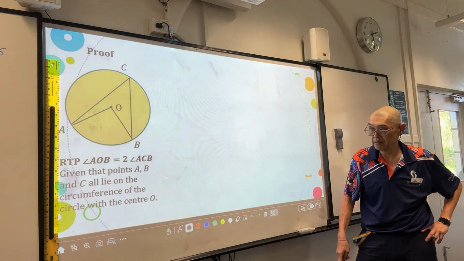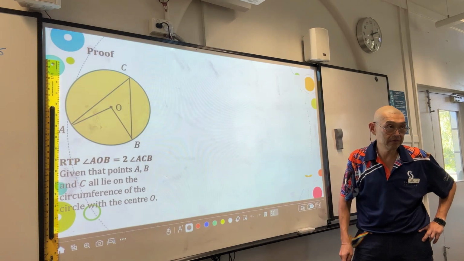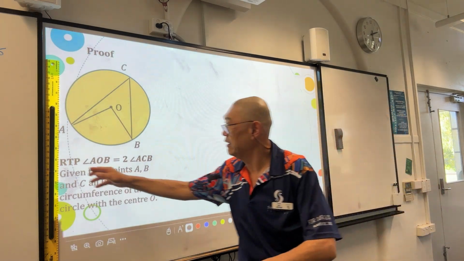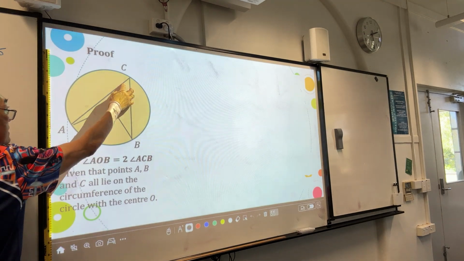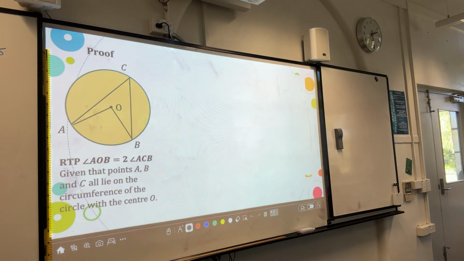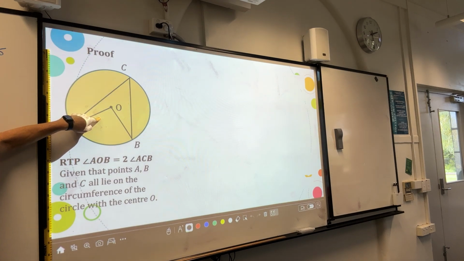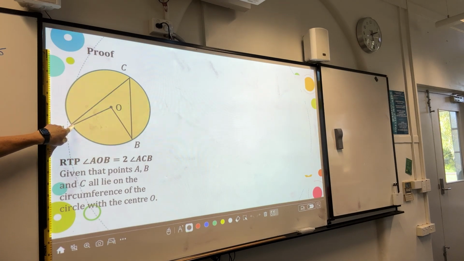Angle AOB is twice the angle of that. Okay? So basically, this is 2x, this is x, right? That's given that points A, B, and C all lie on the circumference of the circle with center O. Alright? If A is somewhere here, it doesn't work. A and B should be just right on the circumference.